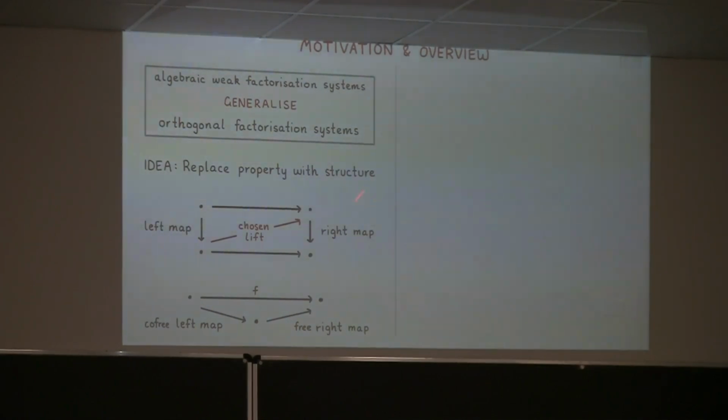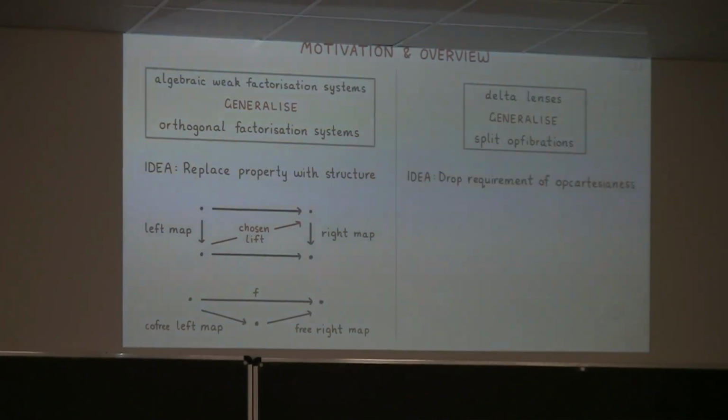So, in particular, the right maps are going to be morphisms with some kind of algebraic structure, and the left maps are going to be morphisms with some kind of co-algebraic structure. Okay, so that's what algebraic factorisation systems are about.